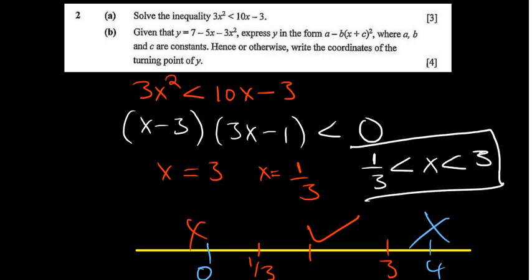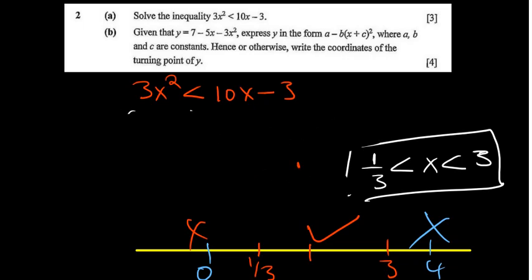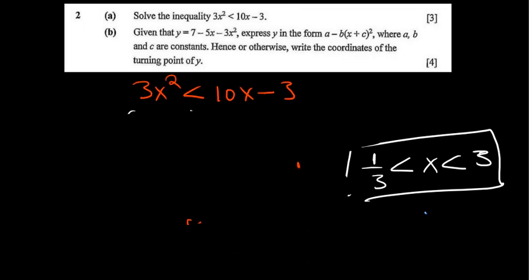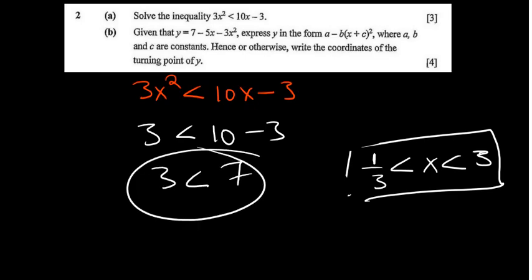So if you try numbers between 1 over 3 and 3, they are going to satisfy that inequality. That should be true even if you try 1, because 1 is between 1 over 3 and 3. Let's try that inequality. If you put in 1, you have 3 less than 10 minus 3, and then 3 is less than 7, which is true.